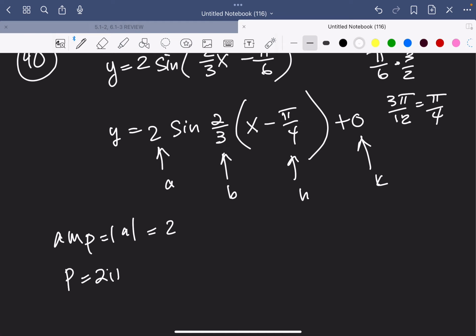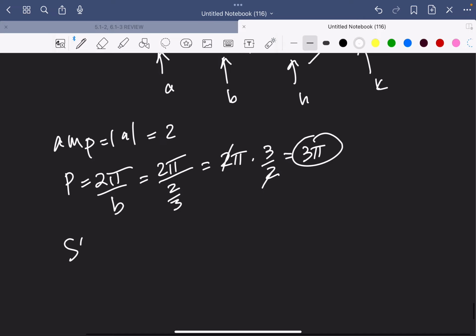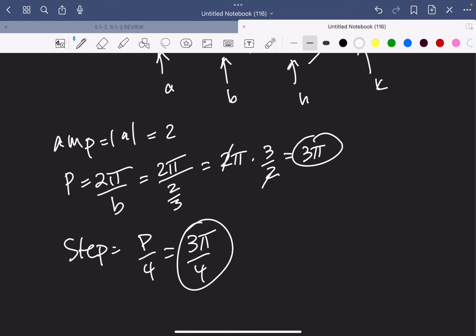The period is 2 pi divided by 2/3. That's the same as 2 pi times 3/2. That cancels out and you get 3 pi, right? But then the step size is going to be the period cut into 4 pieces. So that cut into 4 pieces is 3 pi over 4, which is how big each step is going to be. And now we're ready to chart.